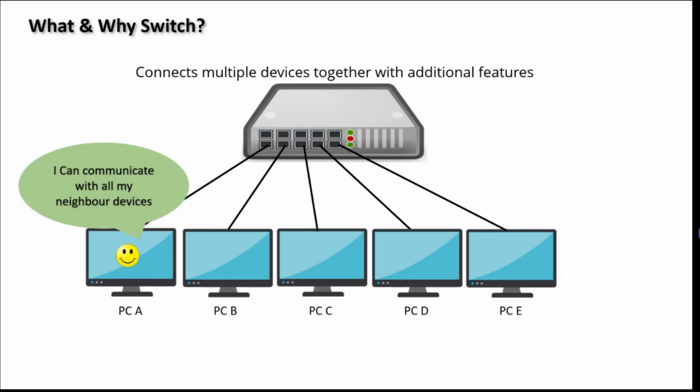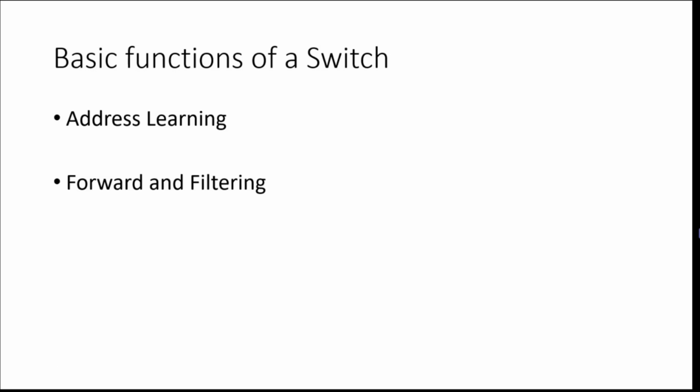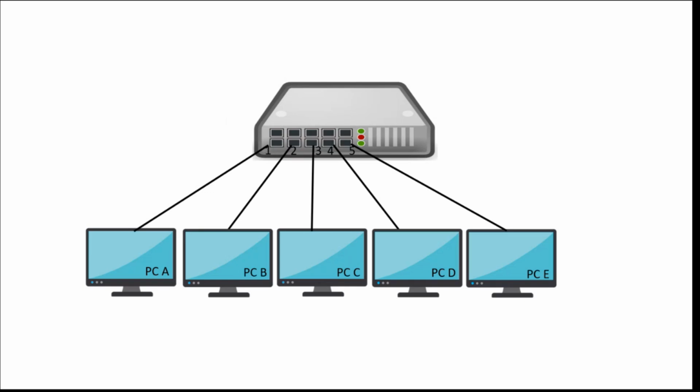Fine. Then, how does a switch operate? There are three basic functions of a switch: address learning, forwarding and filtering, and loop avoidance. So let's start with the address learning and forward filtering process.